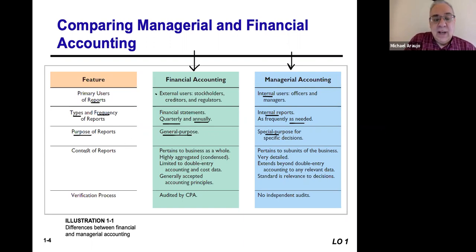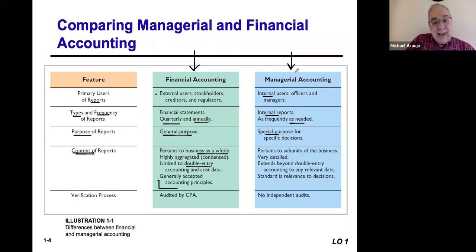It's a big difference. In terms of the contents of the reports, in financial accounting, you saw that we're looking at the business as a whole, right? This is the total revenue, the total expenses, the profitability, things like this, right? We learned about double entry accounting. We learned about generally accepted accounting principles, or GAAP, in financial accounting. All of these had impact on the content of the report.